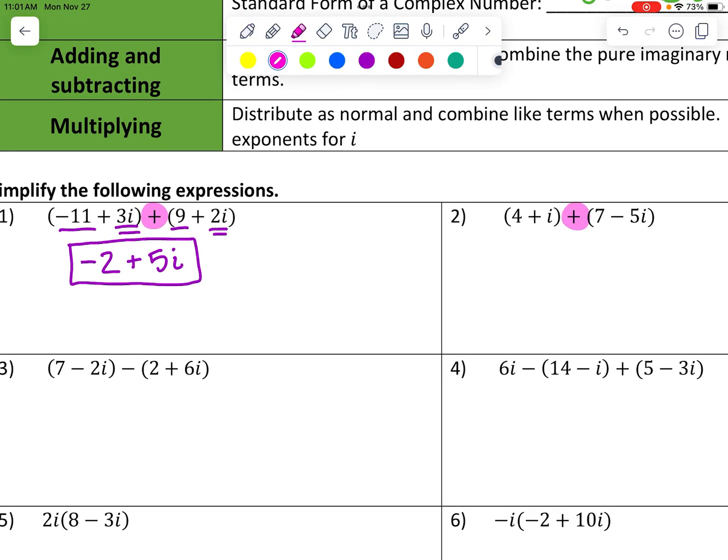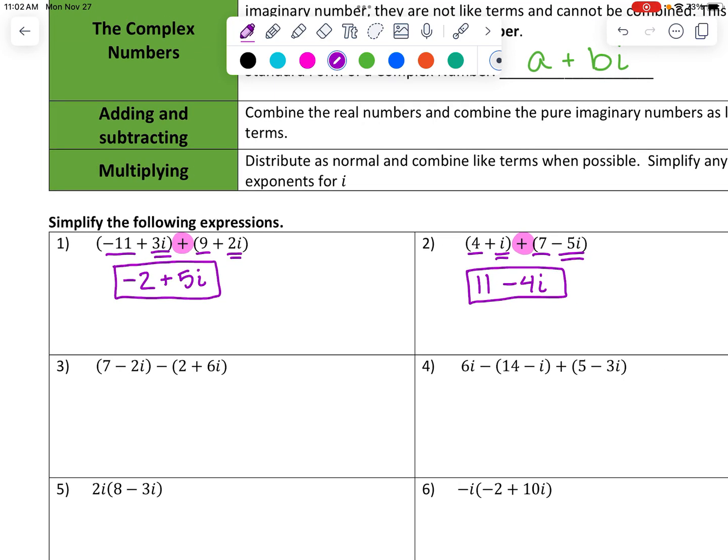Over here, number 2, I see addition again. So combine the real numbers. 4 plus 7, I'm getting 11. 1i plus negative 5i, I'm going to get negative 4i. Again, not combining those. One is real, one is imaginary. Leaving it in that form of your complex number.